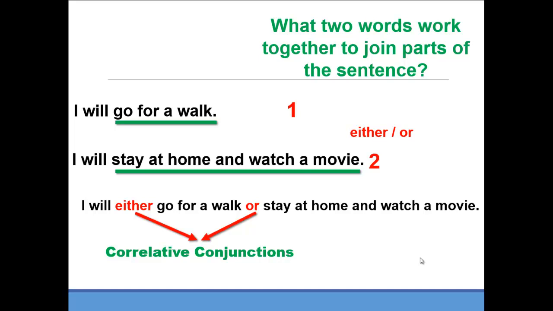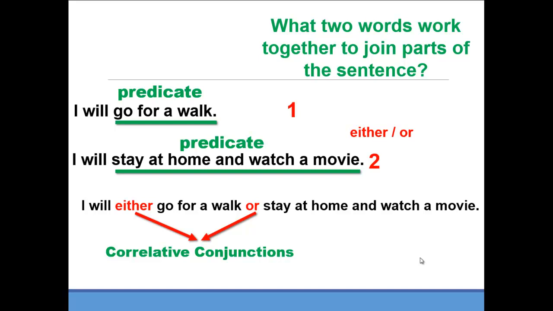Go for a walk. It is the predicate. Excellent. What will I do? Go for a walk. Let me remind you, what is the predicate? It is the part of the sentence that tells what the subject did or does. The second sentence, I will stay at home and watch a movie. So the second part is also the predicate.